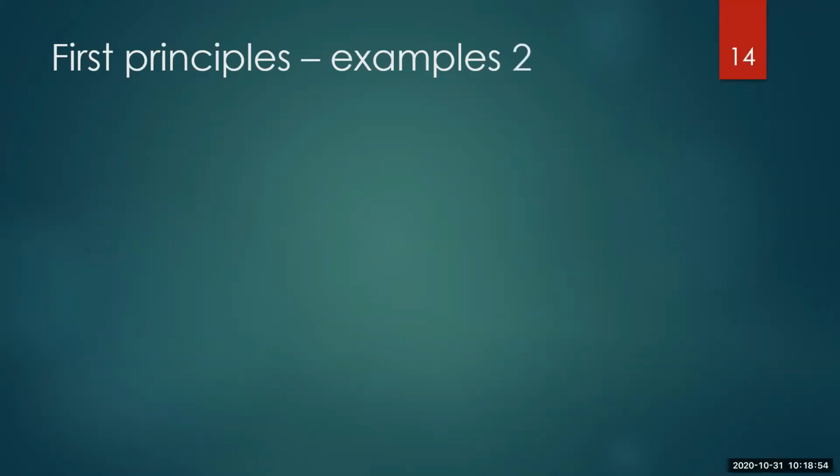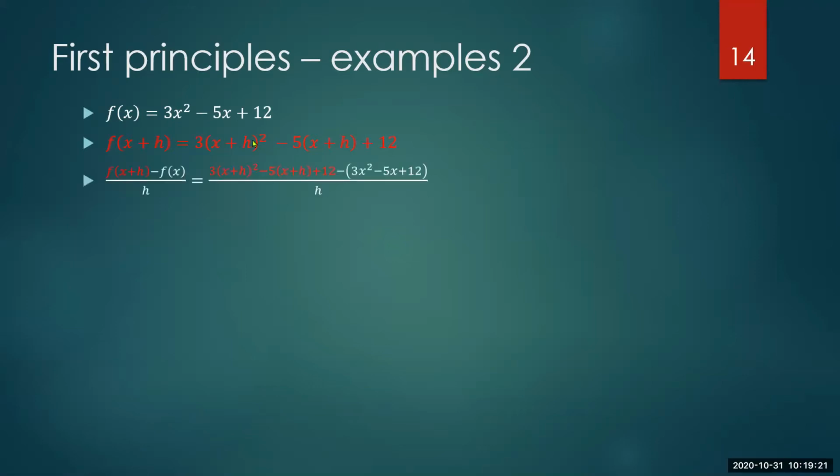So let's try a more complicated example. What happens if f of x is a quadratic? In this case f of x is 3x squared minus 5x plus 12. So f of x plus h is equal to 3 into x plus h squared minus 5 into x plus h plus 12. I've colored that in red because it makes it a little easier to follow as we go down through the problem. So f of x plus h minus f of x all over h is equal to the red piece here, which is f of x plus h that we've already worked out, minus f of x, which is 3x squared minus 5x plus 12, all over h.